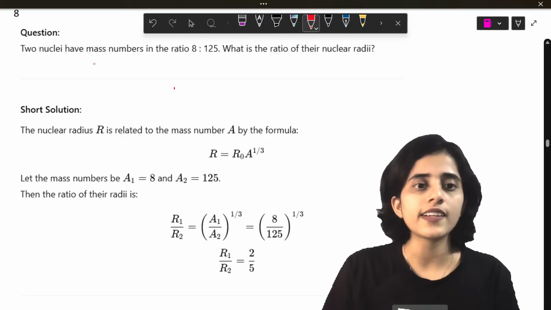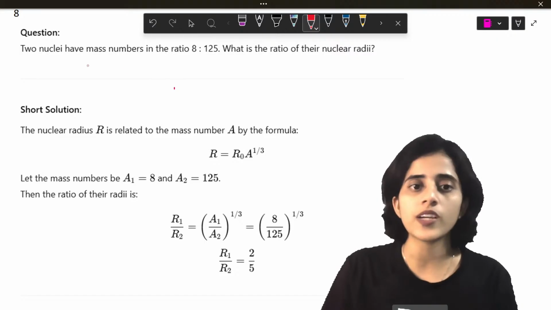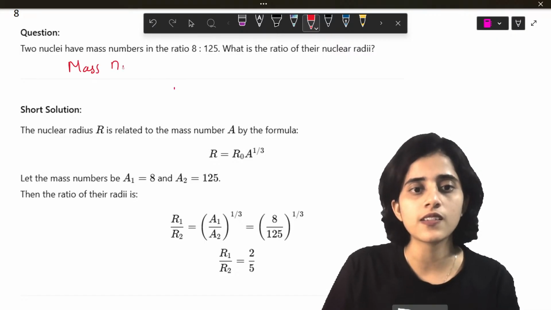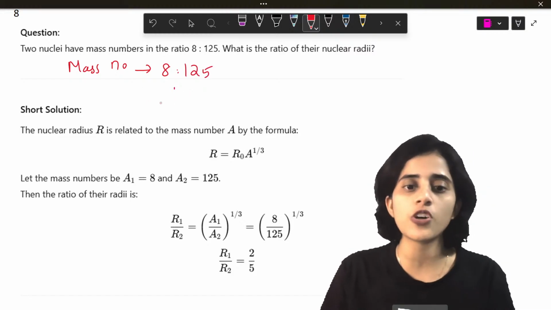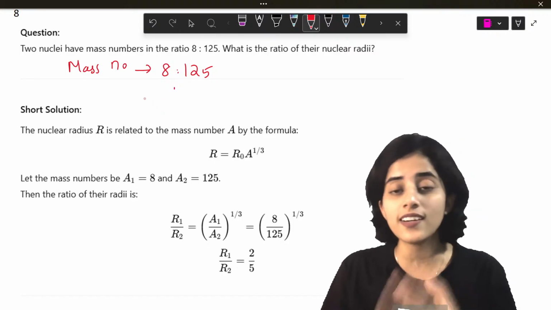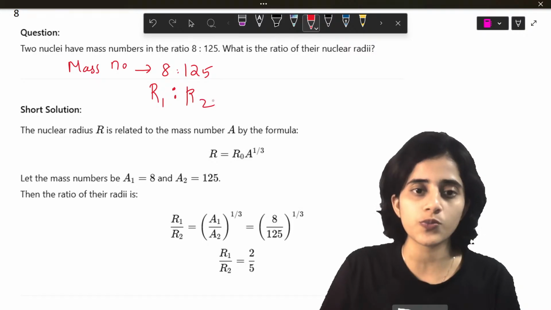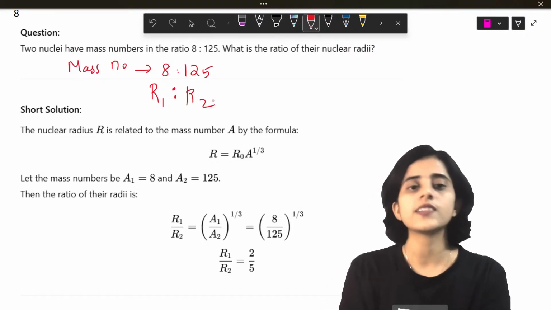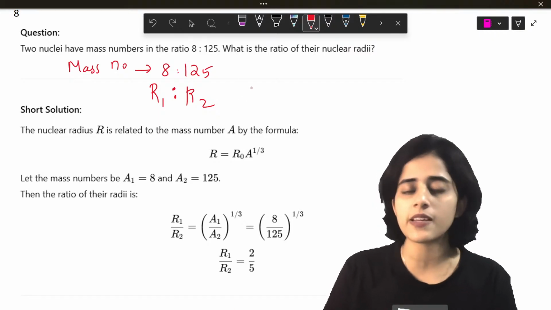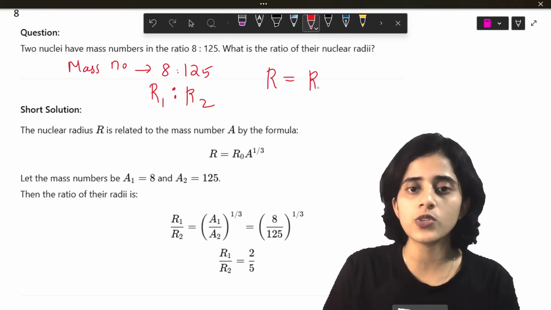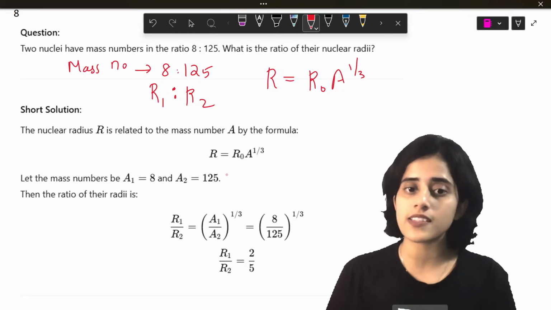Two nuclei have mass numbers in the ratio 8:125. So mass numbers ratio is 8:125. What is the ratio of their nuclear radii? So you have to find out the ratio of R1:R2. The radius of the first one is to the radius of the second one. So the formula relating radius and mass number is what? R is equal to R0 A^(1/3) is the formula relating radius and mass number.